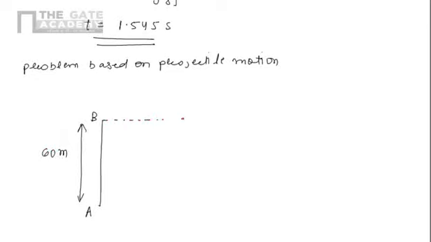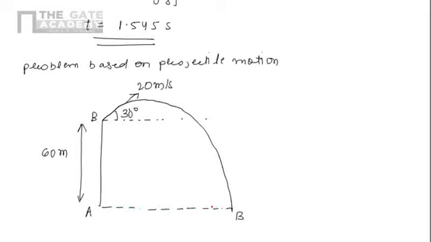A ball is projected from the top of the tower with an angle of 30 degrees and initial velocity 20 meter per second, and this ball will hit the ground at a point B, which is on the same level where A is situated. Now we are interested in the value of R. So now we have to find out what will be the R.